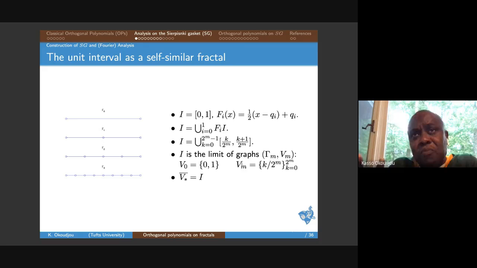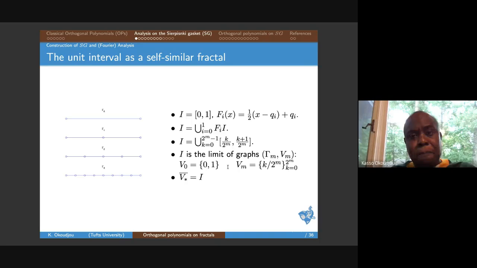So this is the approach that I would like to take in order to talk about analysis on graphs, and in particular on fractals, and in particular, the fractal that I want to keep an eye on is going to be the Sierpinski gasket. So what are the main things that we discover here? First, the fractal that I'm going to be looking at will be the attractor of an iterated function system. So that's given by this equation right here. The second thing that I discover is that, yep.